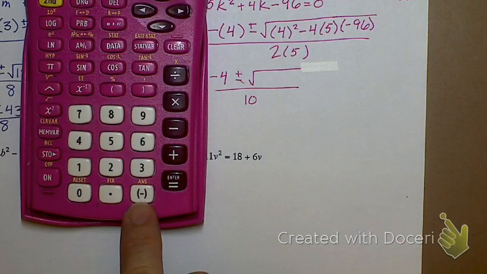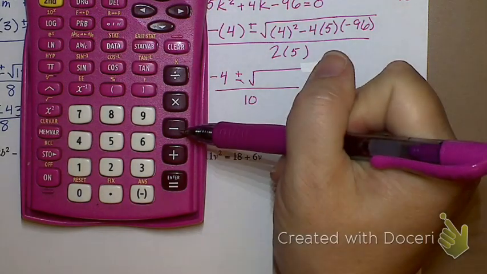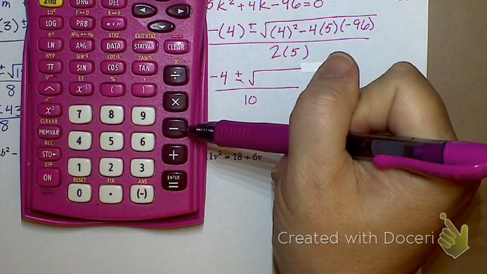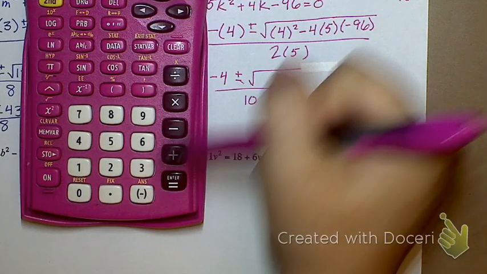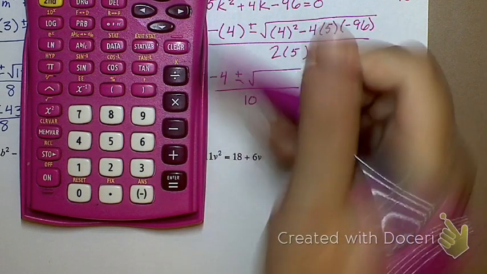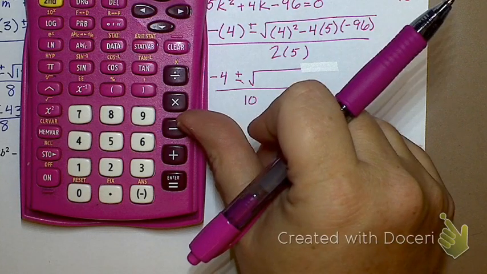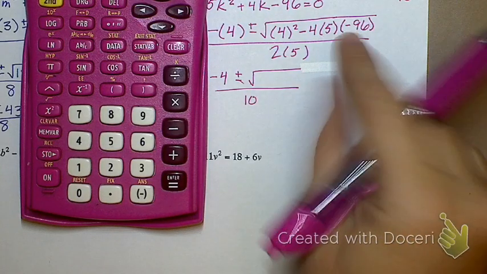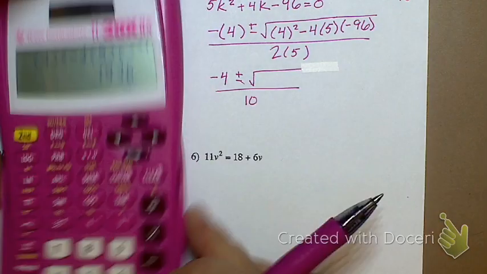By the way, any of you still struggling with the calculator? Notice a difference between a negative sign and a subtract sign. You cannot use the subtraction sign as a negative sign. Okay? So if you keep getting error, it's probably because you're trying to use the subtraction sign as your negative sign there. Okay? All right, what did I get?